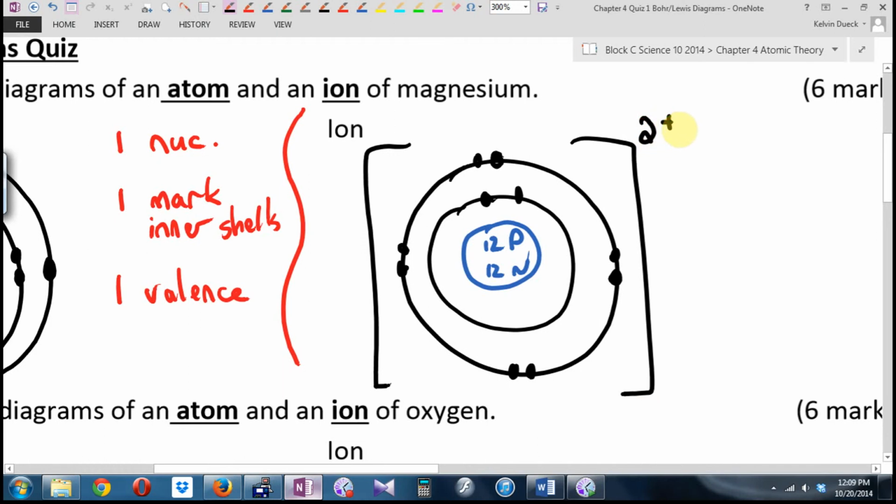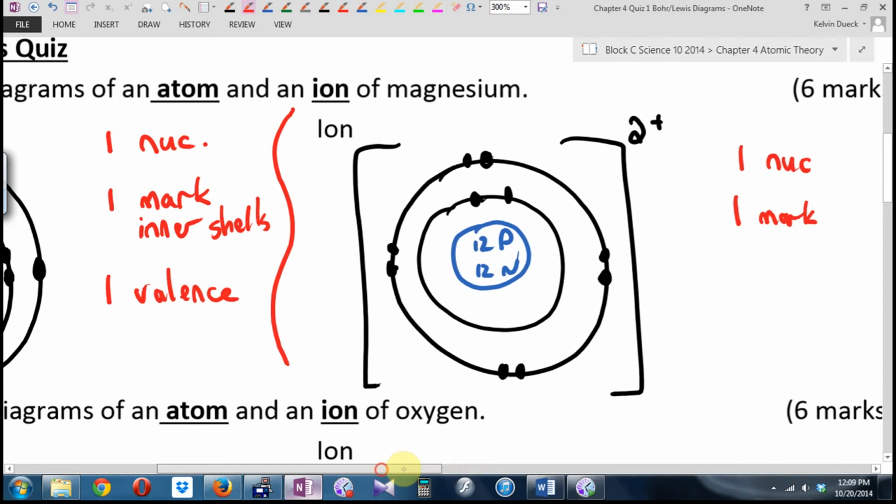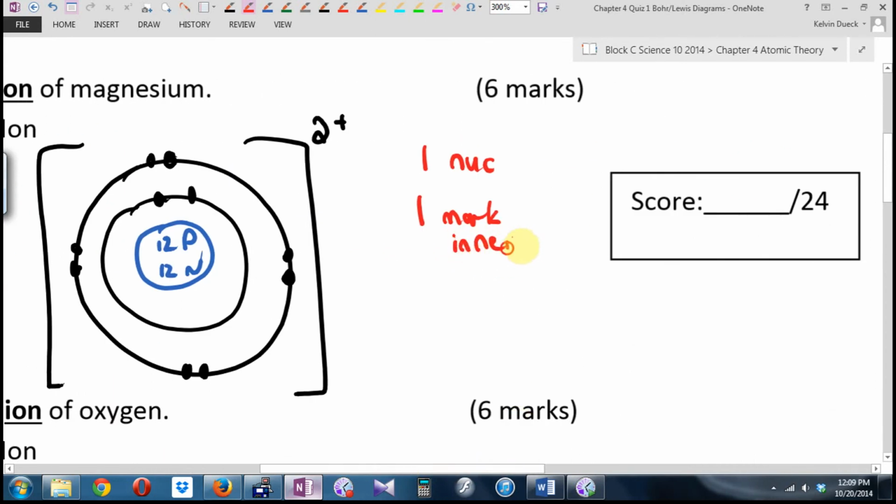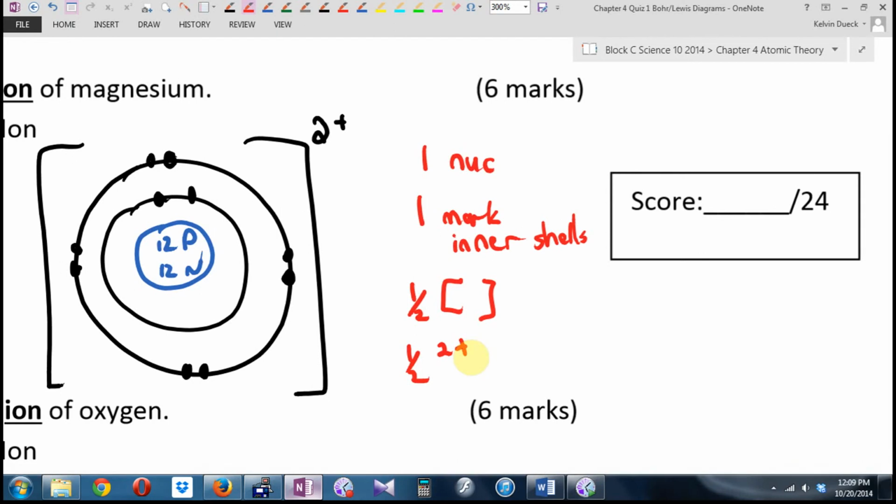Okay? How will I mark this? Almost the same. 1 mark for the nucleus, 1 mark for the inner shells, half each. And then I would say no outer shell. I would go half mark for the square bracket and half mark for the 2+. But I would be mean: if you drew an outer shell of 2 electrons, I'm taking a whole mark off, because that's an ion. I want you to realize ions don't have partially filled valence shells. That's crucial. Is that okay?